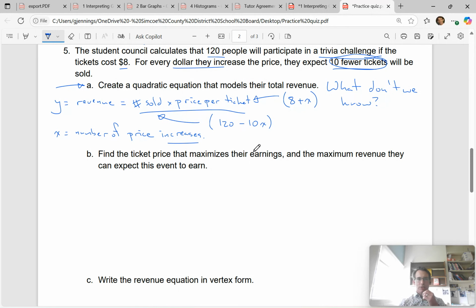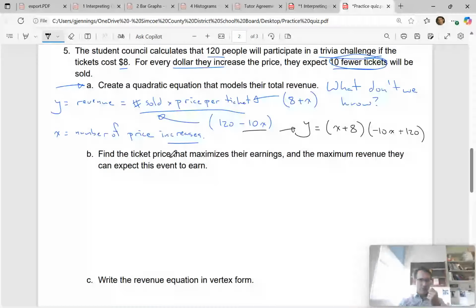Okay, so now our quadratic equation that models the revenue is going to look like y is equal to x plus 8, multiplied by negative 10x plus 120. I just like writing it in this order. So just move these around. A number can be moved if you move its sign with it. Okay, so that's our quadratic equation.